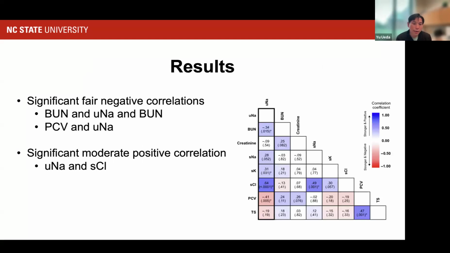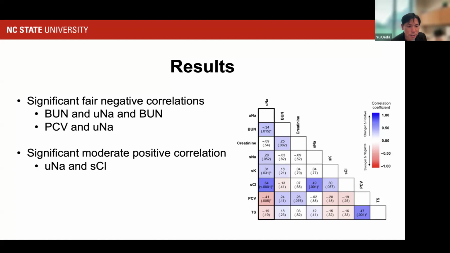As a result of the correlation studies, they looked at the correlation between the urinary electrolytes, especially the urinary sodium concentration, with the serum biochemistry and the CBC results. They found a bunch of significant correlations, but especially significant negative correlations between BUN and urinary sodium concentration, and between PCV and urinary sodium concentration. They also found a significant moderate positive correlation between urinary sodium and serum chloride concentration.